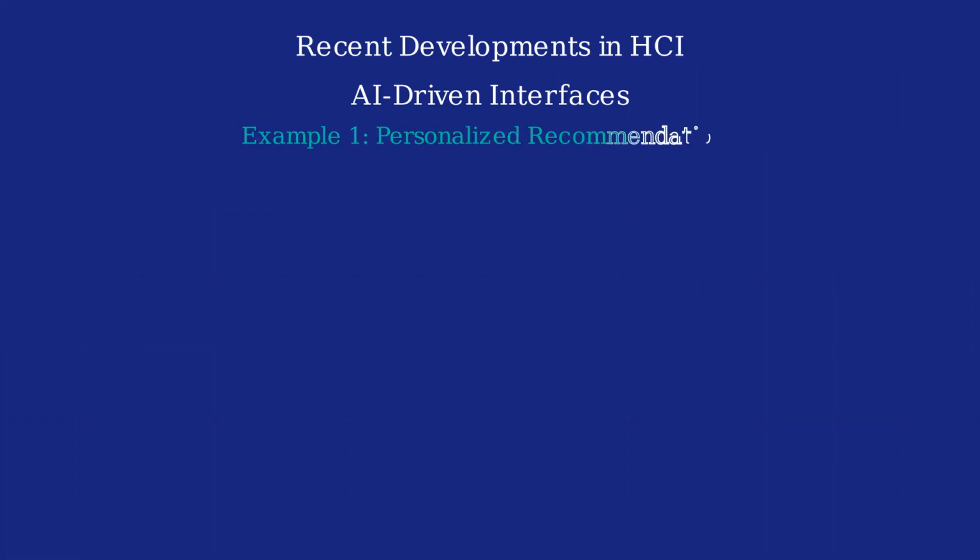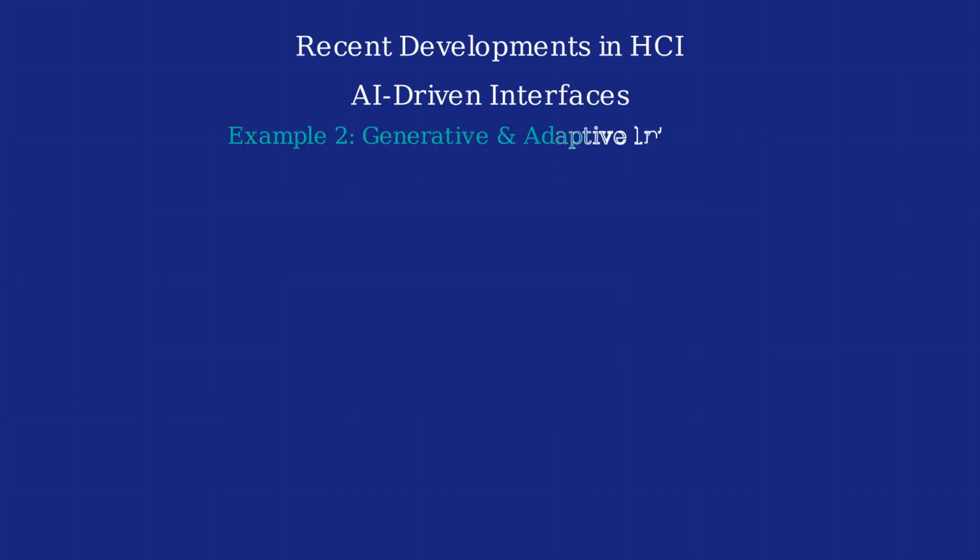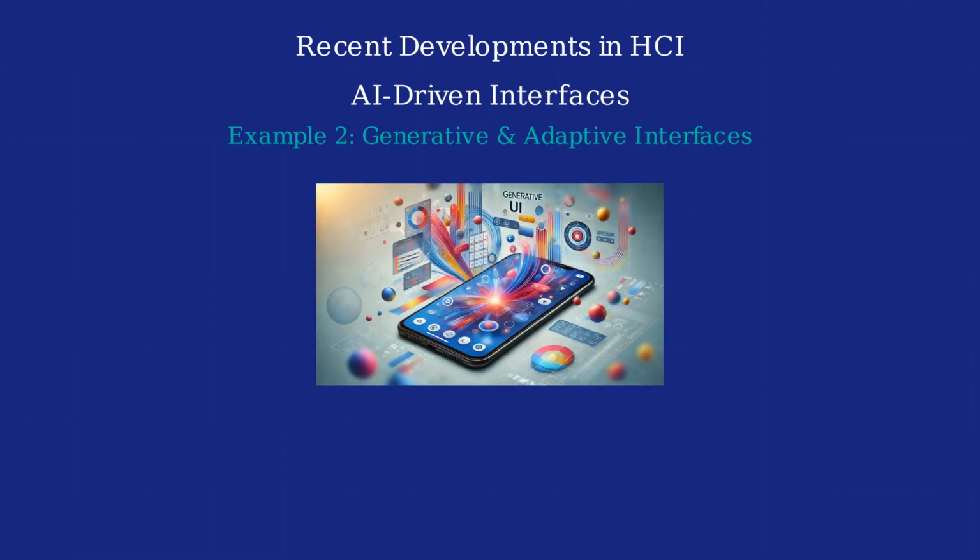Personalized recommendation systems analyze user behavior and preferences to suggest relevant content. These systems match streaming content to individual user preferences and refine recommendations through query policies. Generative and adaptive interfaces dynamically evolve based on how users interact with them. UI elements, layouts, and visuals can transform to better serve individual needs and workflows.